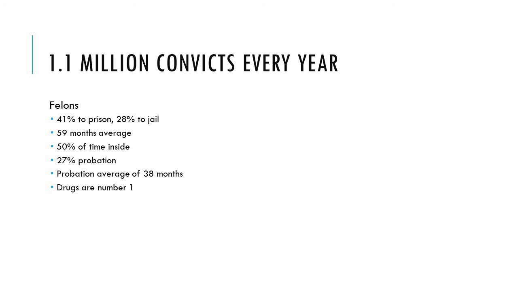Following release, 27% of them also have to serve probation. In addition to those released that have to do probation post-release, there's also a fair percentage that are just released onto probation following the trial process. So a little less than 30%, 27%, actually do not receive any incarceration. The average time on probation is a little over 3 years. The number one driver for putting people on probation through this process for felony convictions is drug crimes.